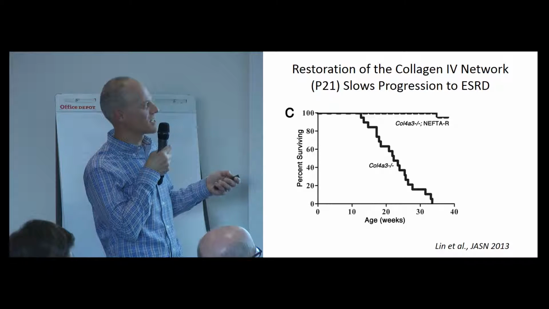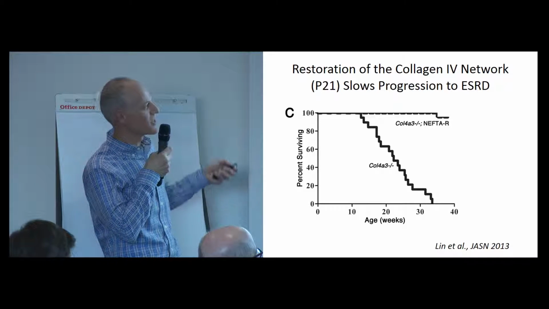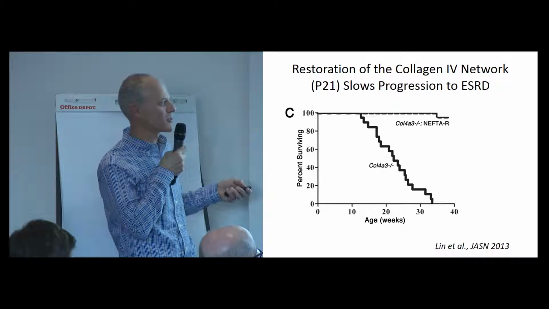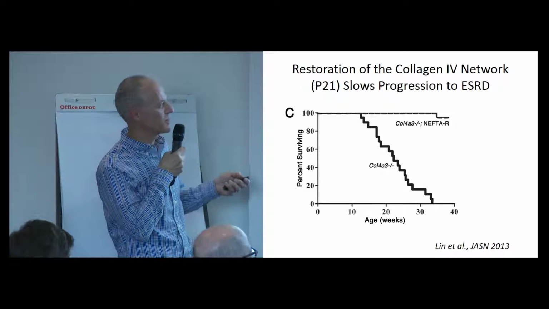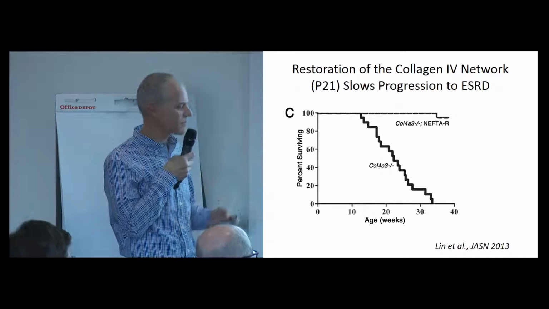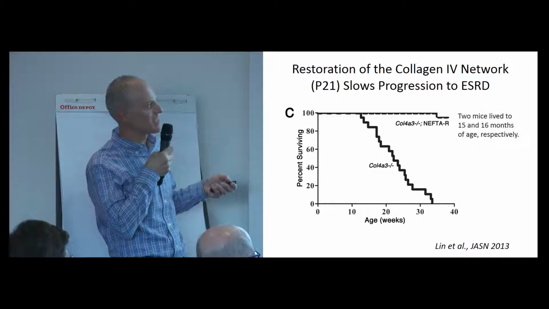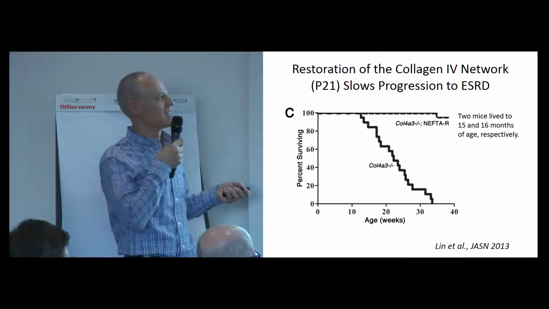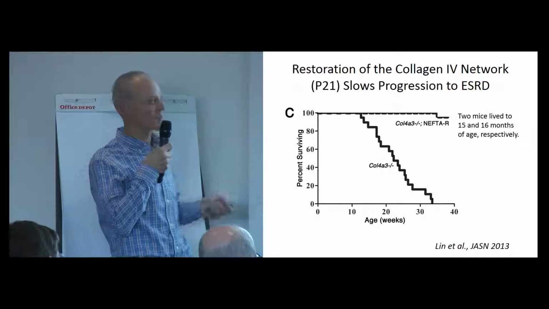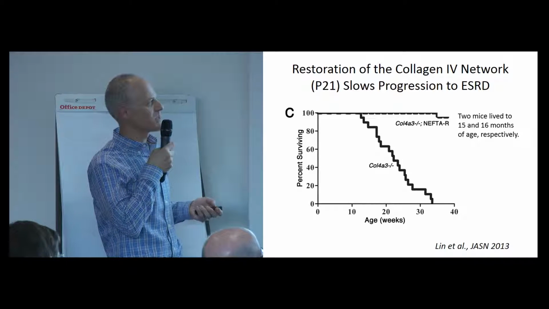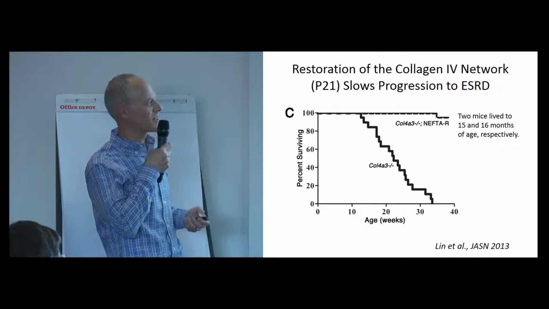We only had one mouse die. This represents one mouse dying. But all of the mice have lived longer than their littermates with Alport syndrome that don't have the rescue, all of which had died by 32 weeks of age, the midpoint being about 22 weeks of age. And since we published this, we had 2 mice that lived to 15 and 16 months of age, and we actually sacrificed them to see what was going on, and they still had alpha-3-4-5 in their glomerular basement membrane, but they did start to exhibit some signs of Alport syndrome.